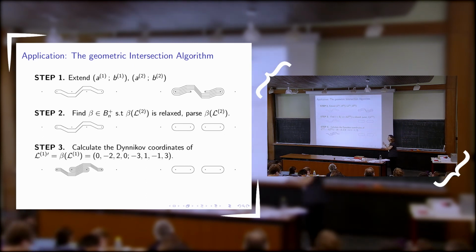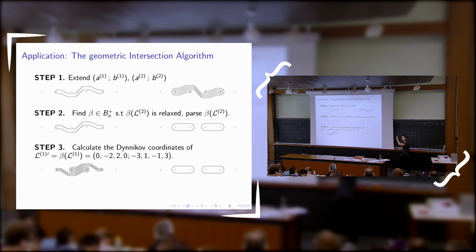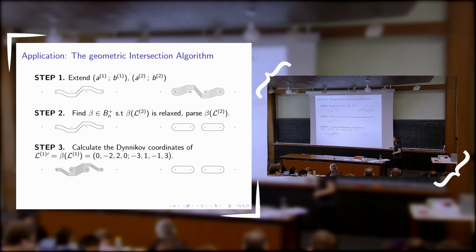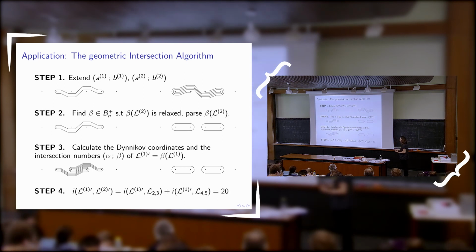So to be able to apply the formula which counts the geometric intersection number of a multi-curve with an elementary curve, you need to compute the Dynnikov coordinates and the alpha-beta coordinates. And the alpha-beta coordinates are obtained by the inversion of Dynnikov coordinates, which I showed at the beginning of my talk. So I compute the Dynnikov coordinates of this lamination, of this multi-curve, and the corresponding alpha-beta coordinates from the inversion of the Dynnikov coordinates, and I have a formula, and that formula gives me the number of intersections. So the number of intersections of these two curves is equal to 20, making use of this formula.